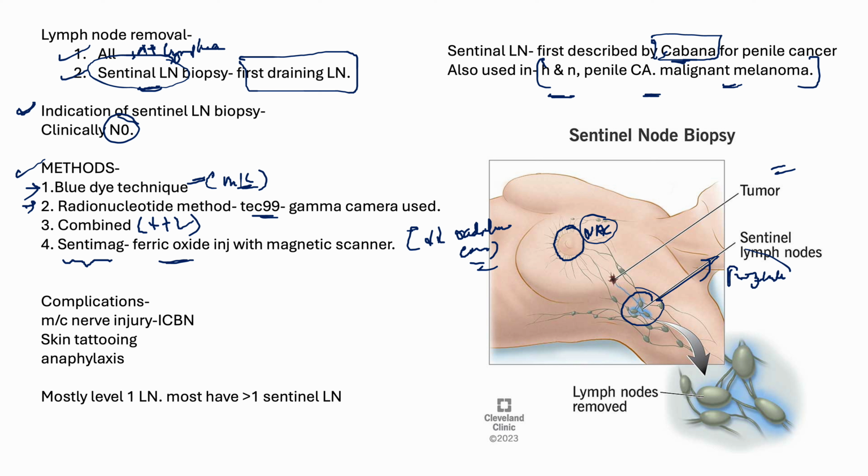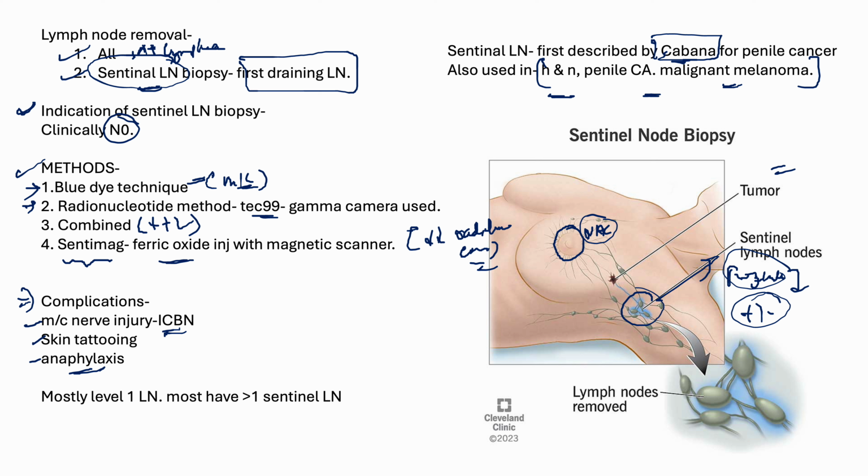What does frozen section do? Frozen section gives the report in 30 minutes, whether it is positive or negative for malignant cells. All of this is done on table. This is not done post-op or pre-op. Sentinel lymph node biopsy is all done on table. What are the complications of sentinel lymph node biopsy? Same as MRM. The most common nerve injury that can occur is to the ICBN. There can be skin tattooing if the blue dye technique has been used, and because of the dye, anaphylaxis can occur.